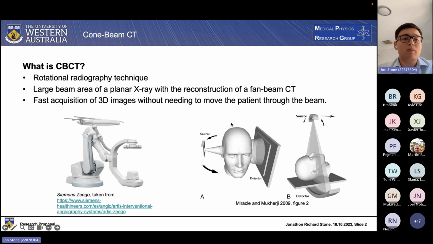So what is cone beam CT? Cone beam CT is a rotational radiography technique that combines the large beam area of a planar X-ray with a reconstruction of a fan beam CT. This allows for fast acquisition of 3D images without needing to move the patient through the beam, as you can see in the figure below, where in fan beam CT the patient needs to be moved forwards and backwards. The image to the left is the Siemens Zigo, one of the new C-arm cone beam CT equipment that we have at Perth Children's Hospital.